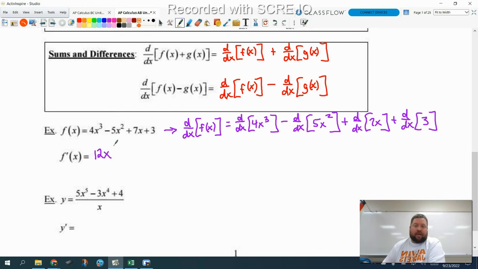We subtract 1 from the exponent, 12x squared. Second term, multiply by 2, that's negative 10. Subtract 1 from the exponent, so that's x to the first power. We don't need to write a 1 there.